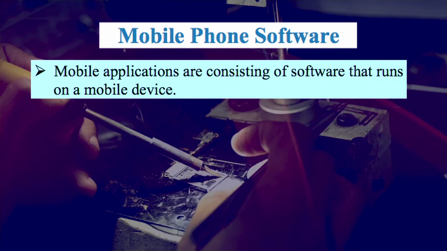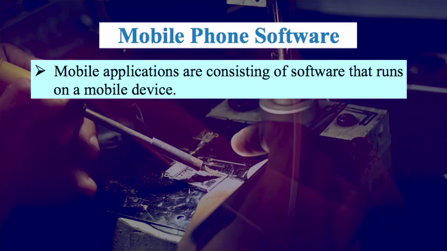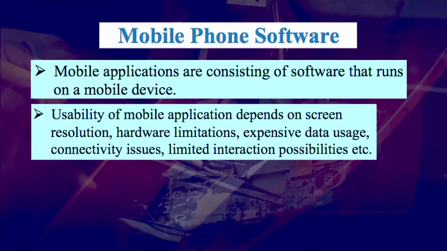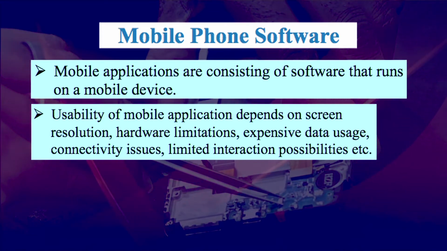Next, mobile softwares. Mobile applications consist of softwares that run on a mobile device and perform certain tasks for the user. The usability of mobile applications depends on various factors such as screen resolution, hardware limitations, expensive data usage, connectivity issues, limited interaction possibilities, etc.